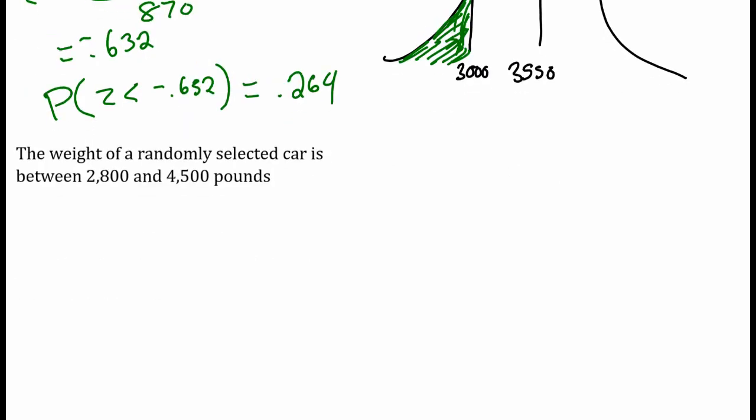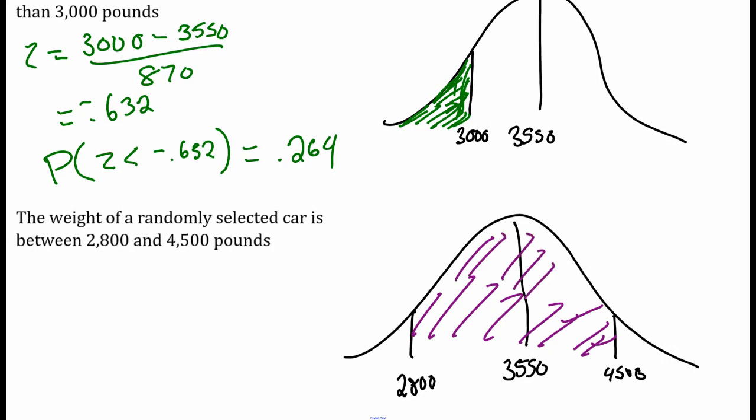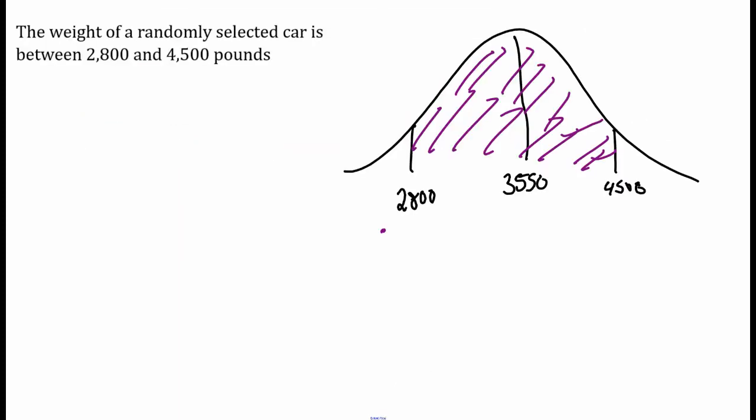What is the probability that the weight of a randomly selected car is between 2,800 and 4,500? So sketch a picture. The mean goes in the middle. Between 2,800, which is down here, so to get my z-scores, I'm going to have to compute 2 of them. I'm going to need my z-score for 2,800, which is z equals 2,800 minus the mean divided by the standard deviation. So the numerator figures out how far away I am from the mean. Dividing tells me how many standard deviations away I am from the mean.